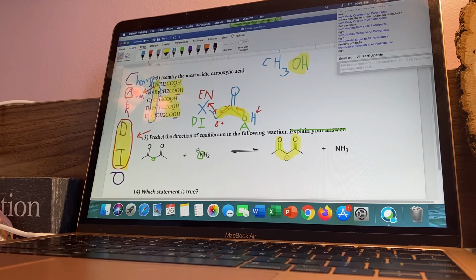By the way, side note, doesn't this kind of look like a crab right here? Kind of looks like a little crab.